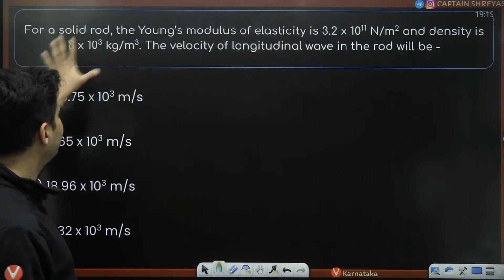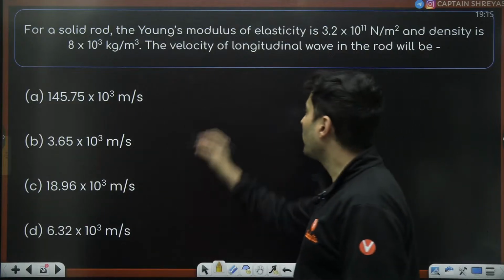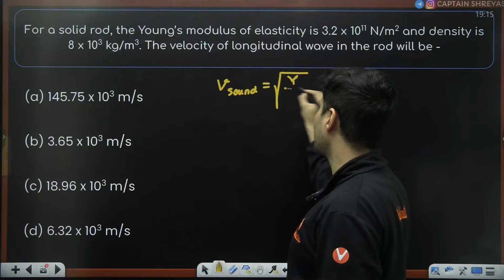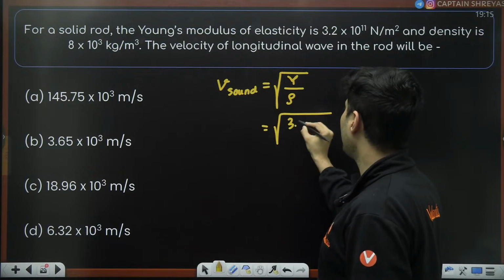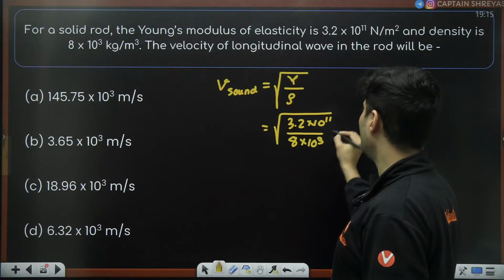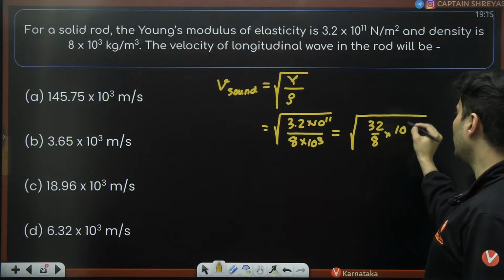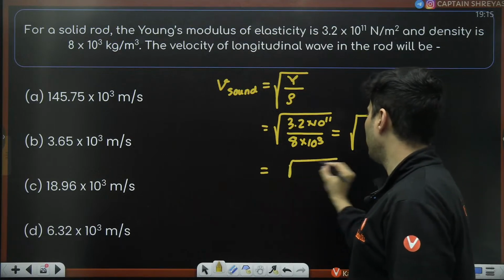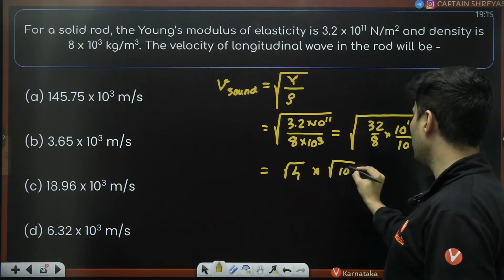Young's modulus, density given, velocity of the longitudinal wave to be found. Okay, velocity of sound in a solid is given by root of Young's modulus by density. Young's modulus is given as 3.2 into 10 to the power 11, density 8 into 10 to the power 3. To simplify the calculations, let's write it down as 32 by 8 into 10 to the power 10 by 10 to the power 3. Now 32 by 8 is basically 4. So this will become root 4 into root of 10 to the power 7.